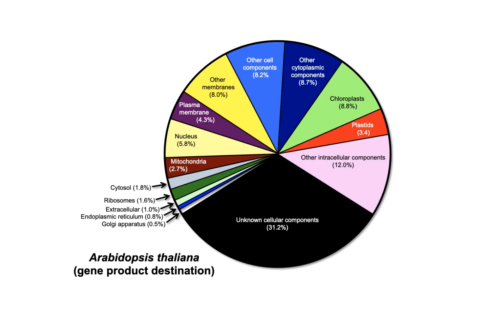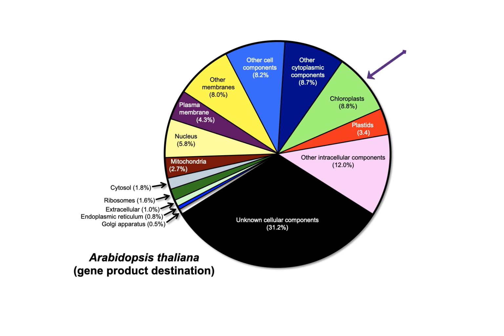Also in eukaryotes, including Arabidopsis, there are many cell compartments. So this pie chart is showing where those proteins that are encoded in the nucleus primarily, where are they going? Which compartment are they going to?